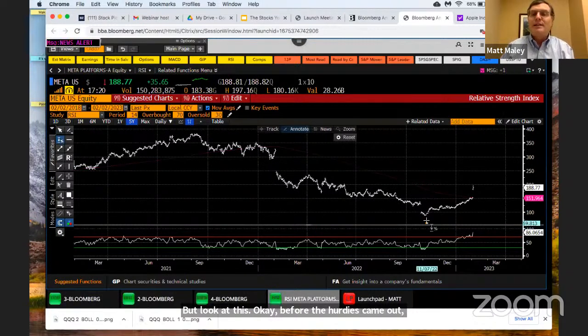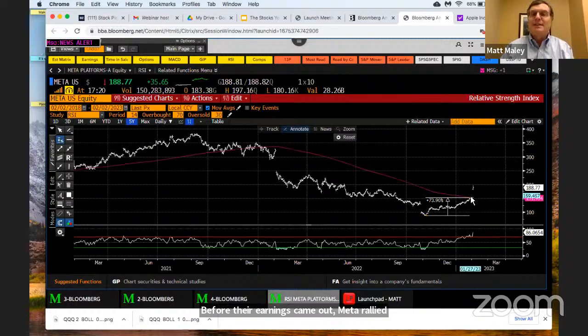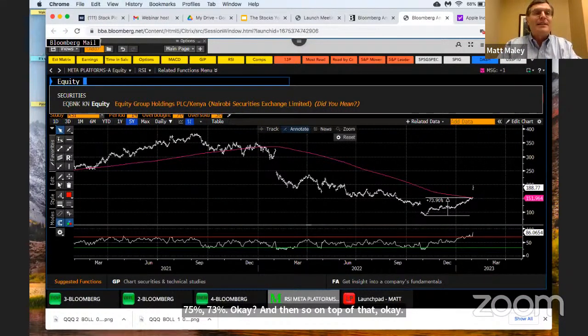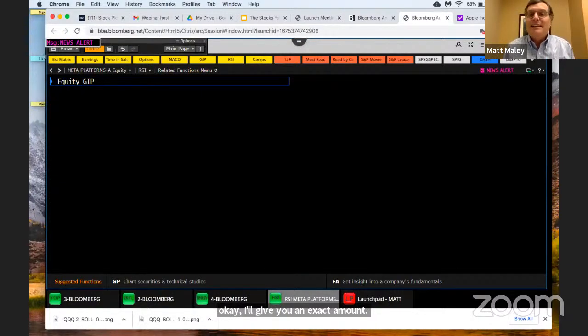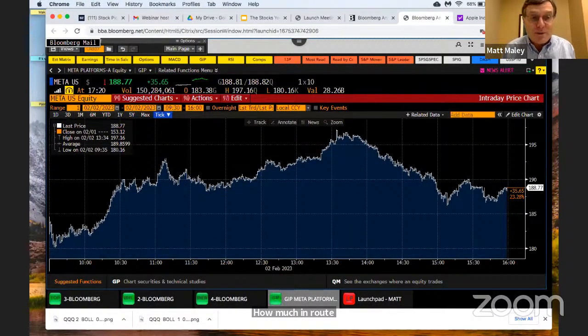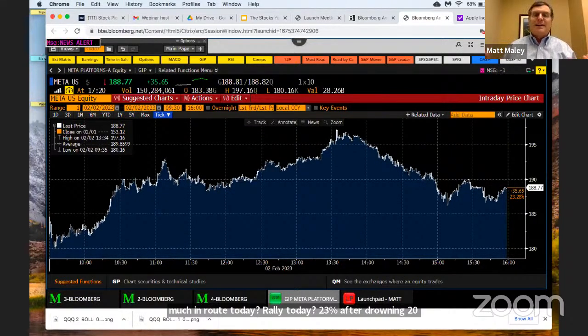Meta rallied 73%. Okay, and then on top of that, it rallied. I'll give you the exact amount. How much did it rally today? It rallied today 23% after rallying 73%. Okay, and then remember we talked about that Bollinger Bands chart?